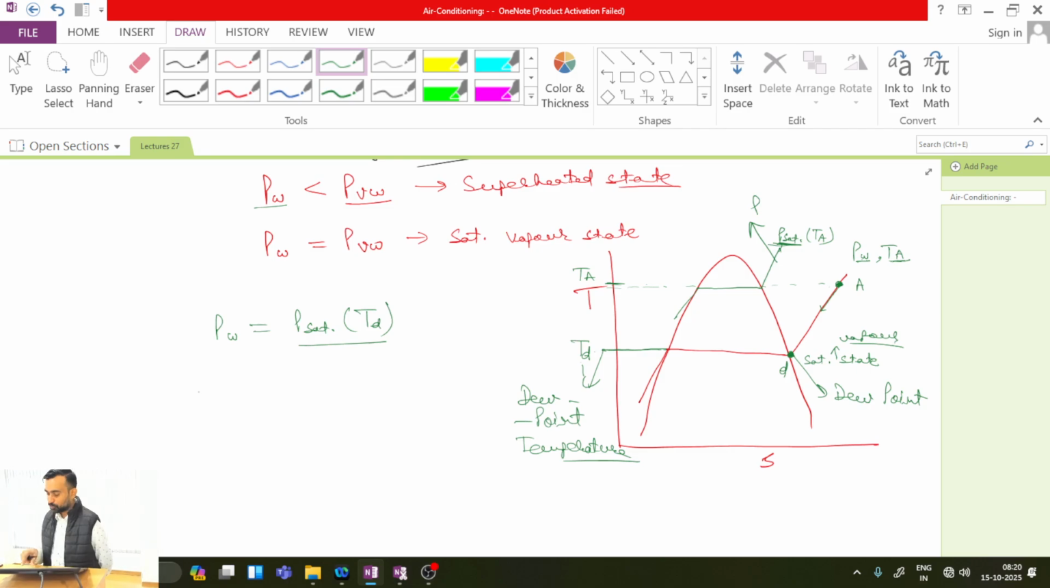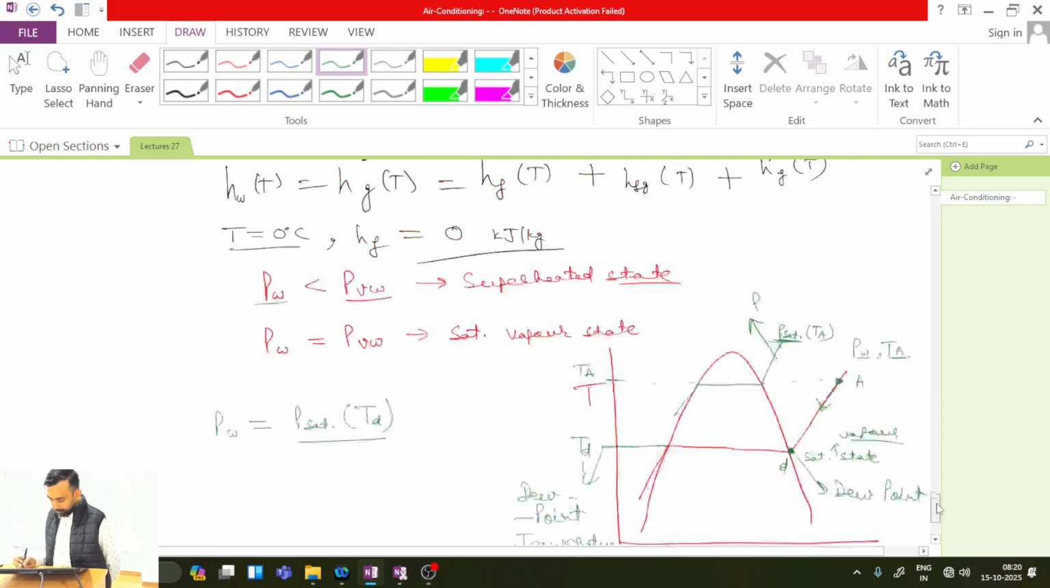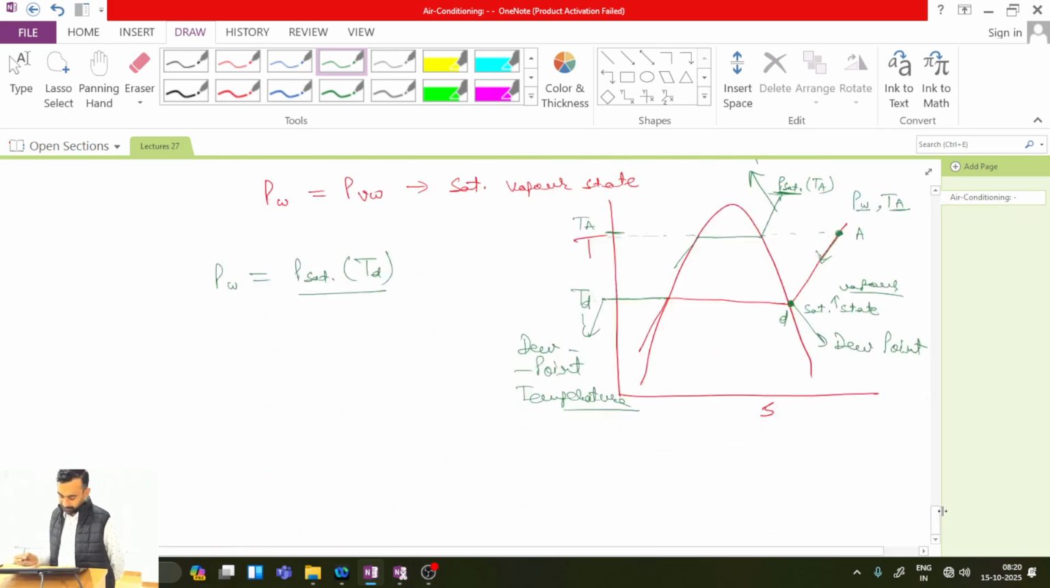However, if I am in the superheated state, first there will be sensible cooling of the mixture, moist air, and after it reaches the saturated state, then only dew formation will start. Therefore, the temperature at which dew formation starts is called the dew point temperature. Is this one clear? We will once again come back to this particular diagram. But before that, let's now move our discussion again towards the enthalpy.